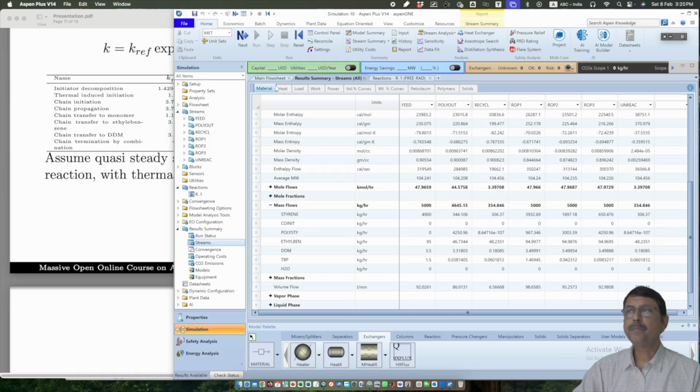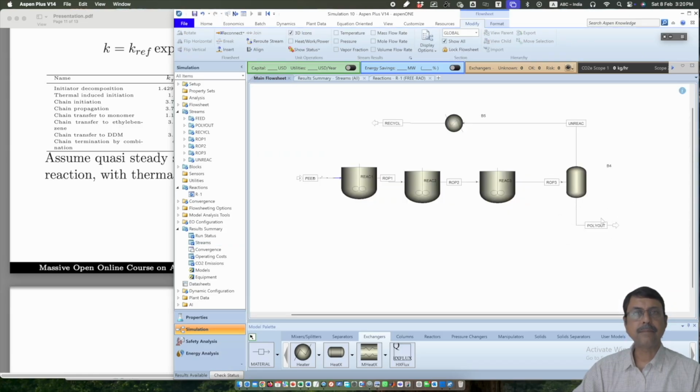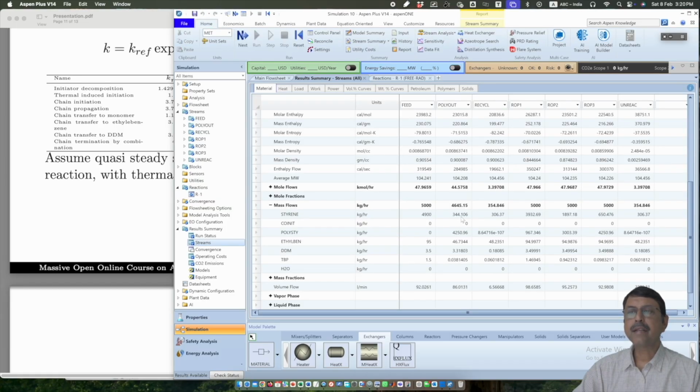So when this polymer out is coming out of this system, that means 344.106 kg per hour of styrene is getting lost through the polymer flow. 46.73 kg per hour of ethyl benzene is getting lost through the polymer flow. DDM and TBP are also getting lost through the polymer flow. Obviously, at the downstream, there should be some polymer recovery unit from where the other things can be taken together and sent back as a makeup fluid. But that option is not over here.